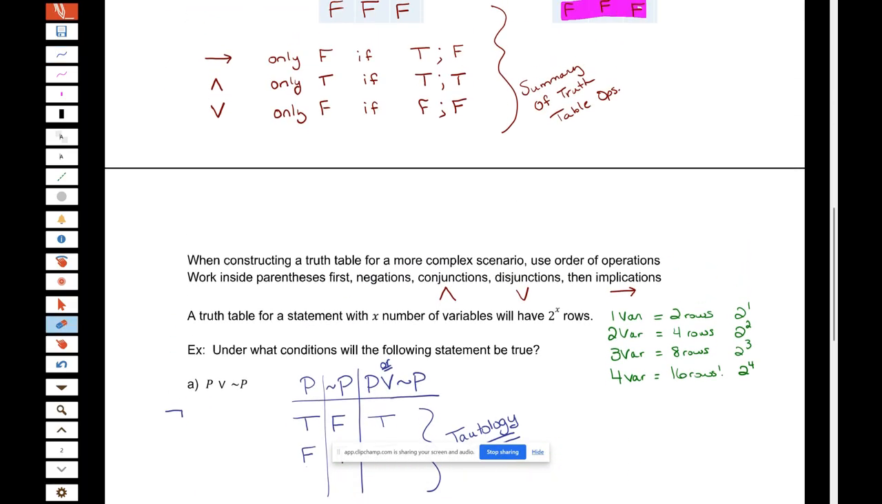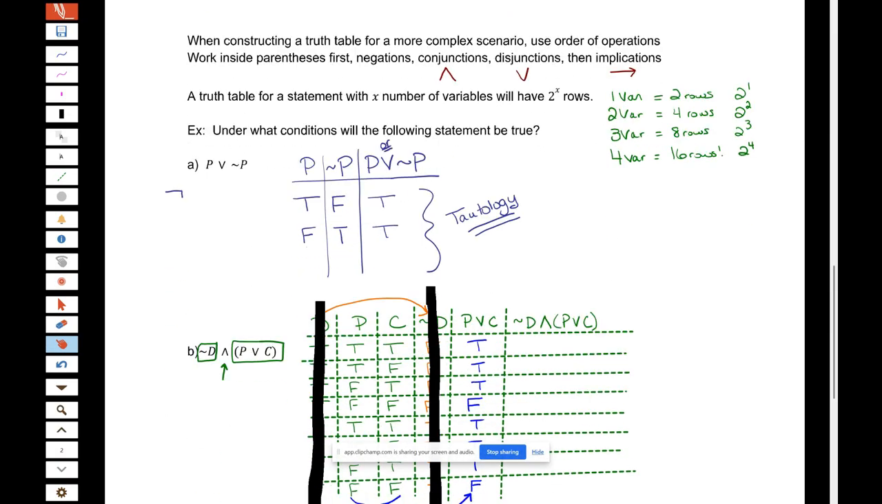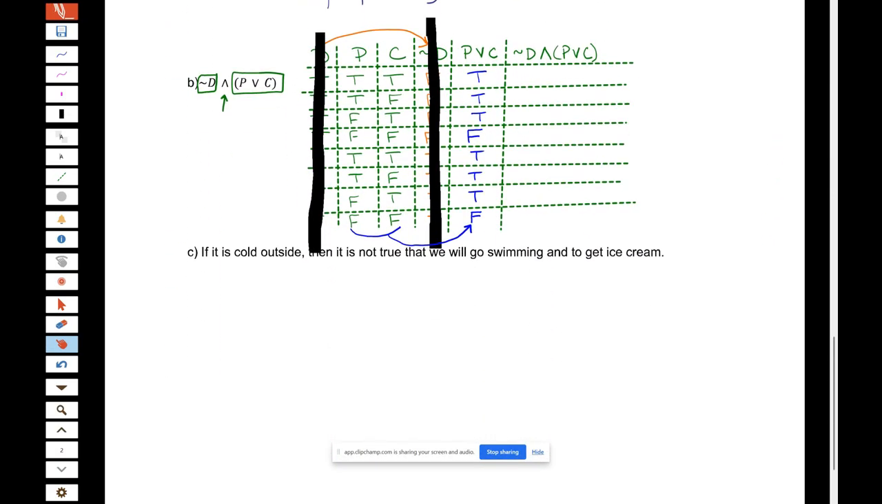Like, this is only false if it's a true and a false. Go fill in the falses and then the rest are true. Only true if it's this, or only false if it's this. Fill in those, and then the other ones are always just the opposite. And you get to kind of do less work that way. You don't have to evaluate them all individually.